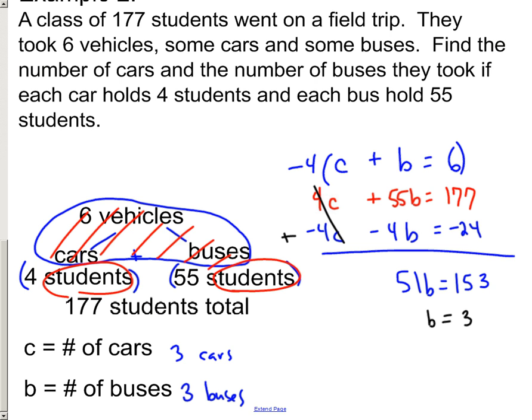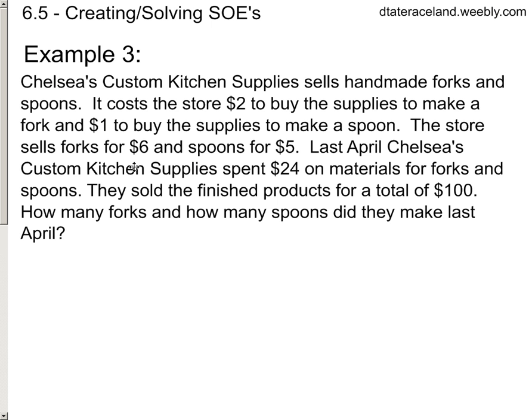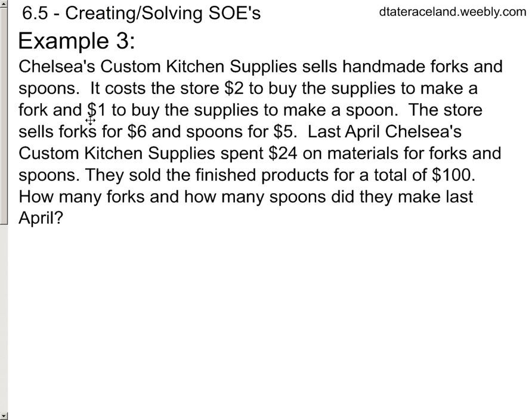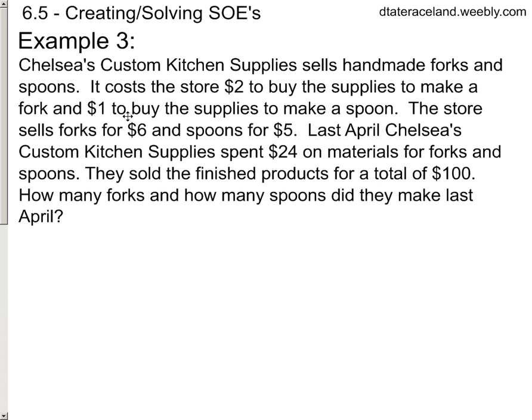So we've got those 2 problems done. Let's take a look at a different type of example that could possibly cause a little bit of an issue here. Chelsea's Custom Kitchen Supplies sells handmade forks and spoons. It costs $2 to buy the supplies to make a fork and $1 to buy the supplies to make a spoon. So I'm going to leave that in yellow. The store sells, so this is different than cost, it sells the fork for $6 and spoons for $5.